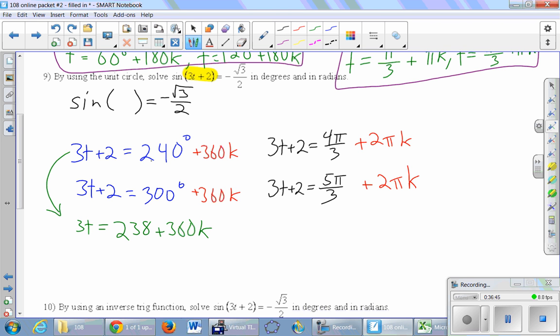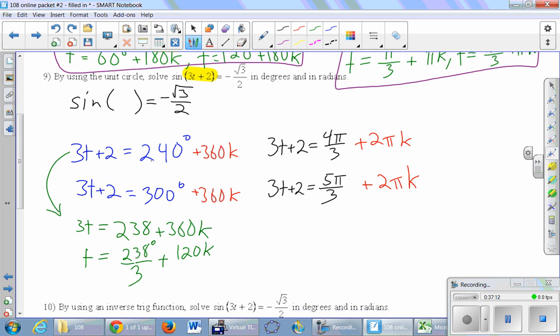And then we take this equation and divide by 3, and we get 238. But here we do divide everything by 3 because that's the impact of dividing the right side by 3, that each term gets divided by 3. So that's it, 238 over 3 plus 120k. That's the first infinite family of solutions.